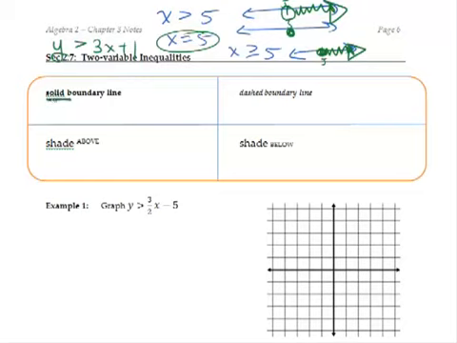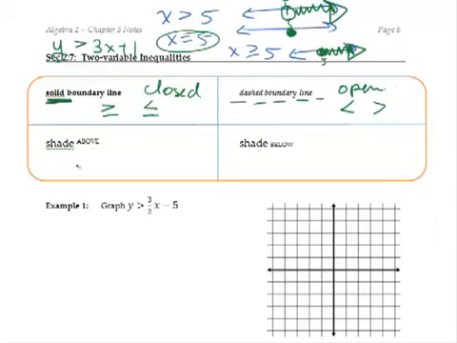It's going to be solid when you have a greater than or equal to, or a less than or equal to. This is the closed version where you would see dots, filled-in circles, on your line. You will see dashed boundary lines when you have simply less than or simply greater than with no equal symbol. These are what you would call the open circles.